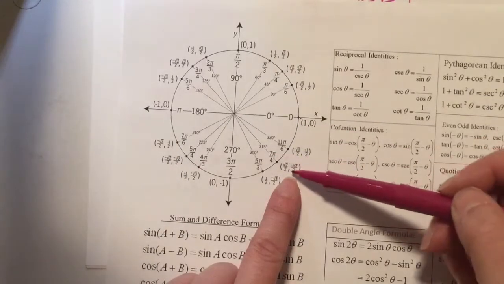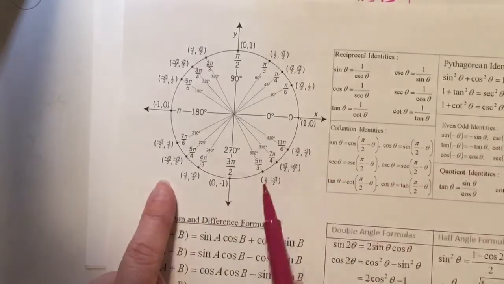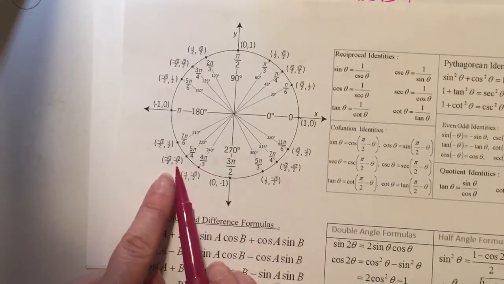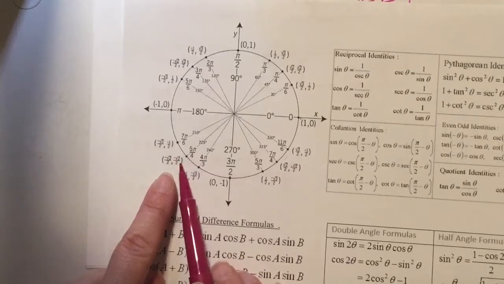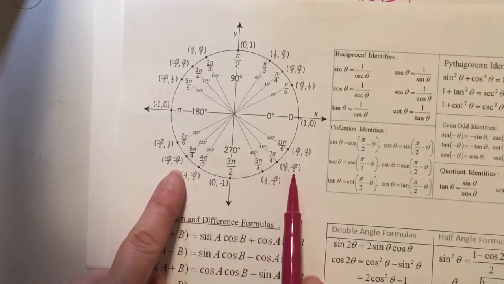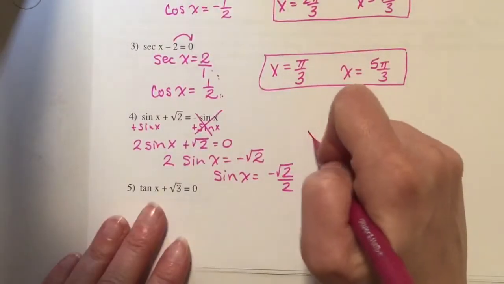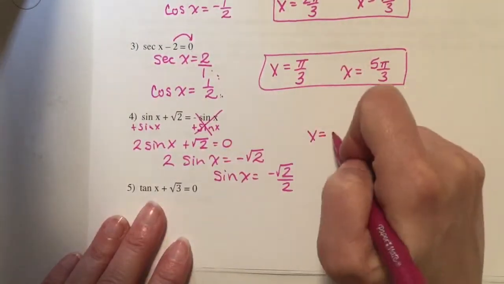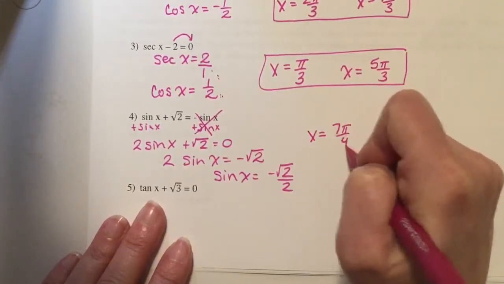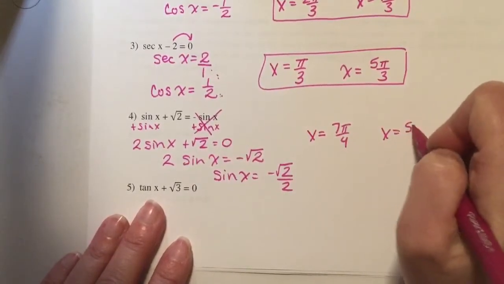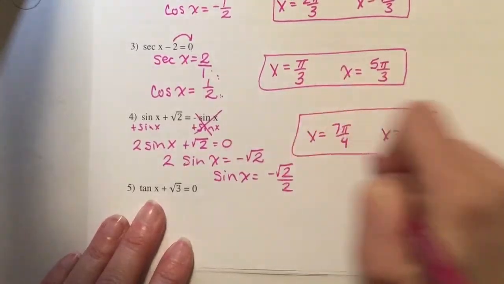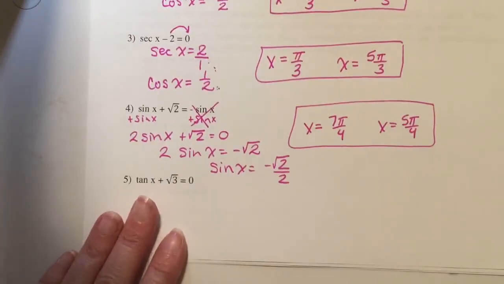So I do see one at 7 pi over 4. If I keep looking at the y values, here's another one at 5 pi over 4. Both of those locations, your sine or y value is negative square root of 2 over 2. So those would be the two solutions for number 4. So x equals 7 pi over 4 and x equals 5 pi over 4.